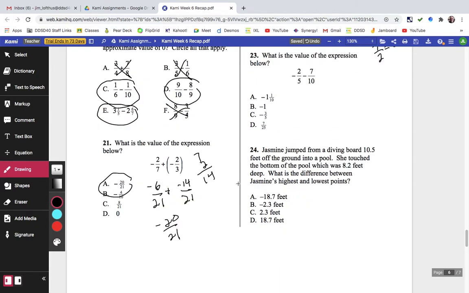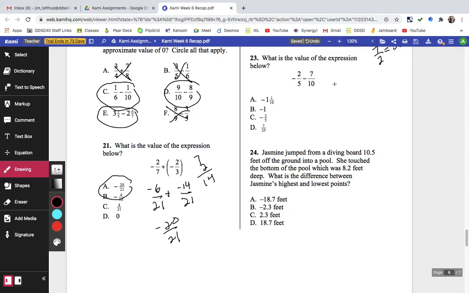What is the value of the expression? So this is, again, one of the more challenging 7th grade questions. Negative 2/5 plus negative 7/10. I'm going to double this to negative 4/10 plus negative 7/10. Negative 4 plus negative 7 is negative 11/10. It's equal to negative 1 and 1/10. So that is A, negative 1 and 1/10.